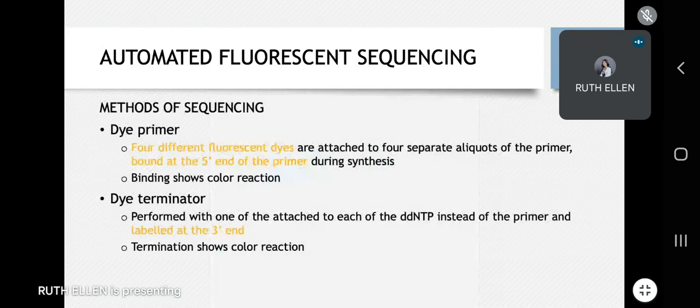Okay? So we have two methods of sequencing. First is the dye primer. Okay? So sa dye primer, this is the same in the manual method.